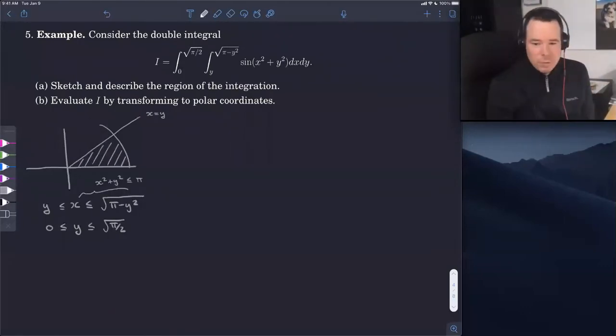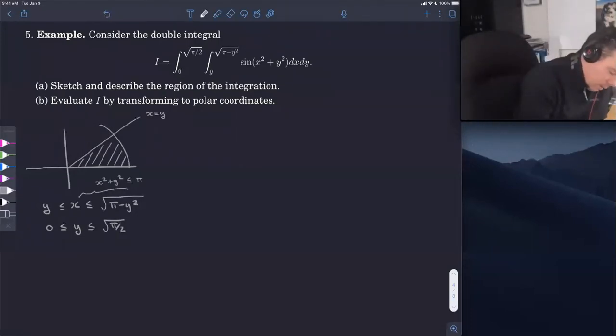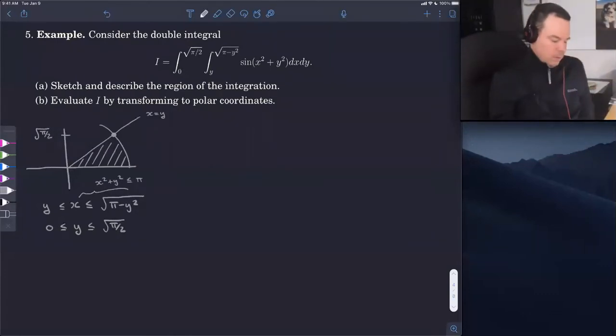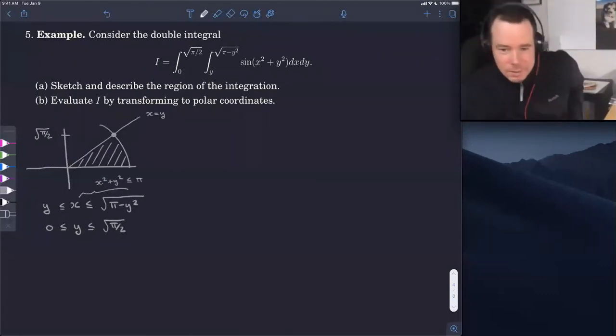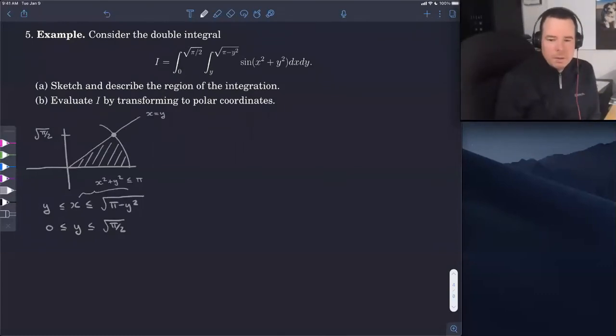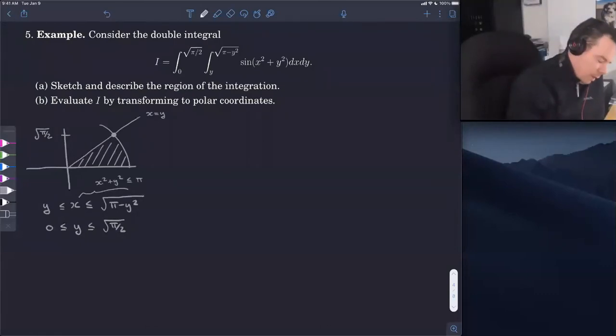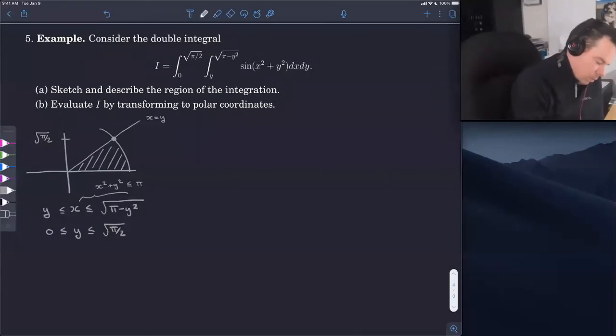And that corresponds with the y values as well, because y is going to trace out all the values from 0 all the way up to this intersection point, and that is root pi by 2, because that's essentially a 45-degree angle, and so I can read off the y value from that particular point. So this is my region. I'm looking at the sector of a circle. And so now we can convert to polar coordinates.